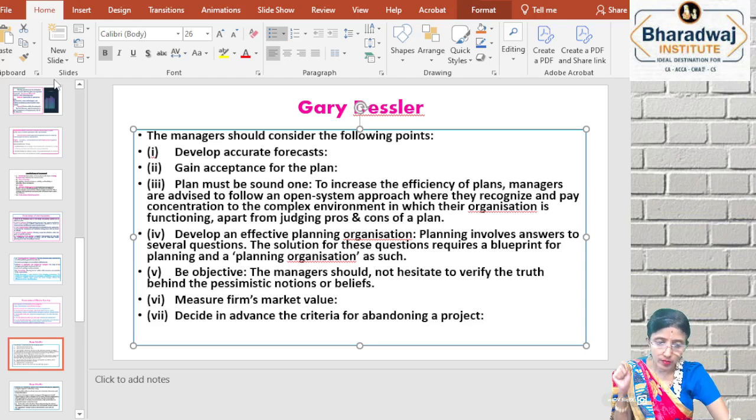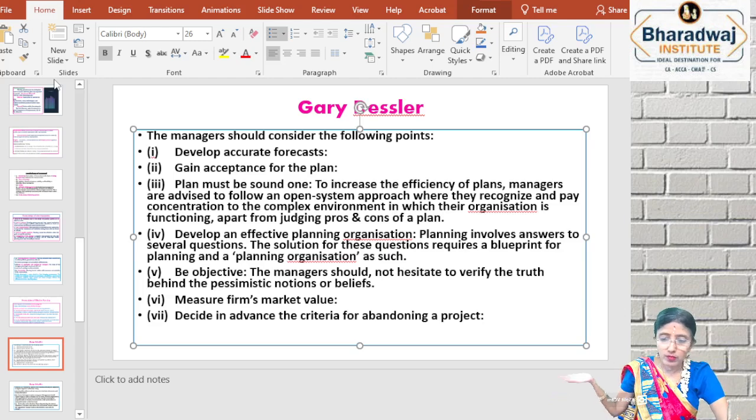Develop an effective planning organization. Planning involves answers to several questions. You know this, planning involves answers to several questions. The solution for these questions requires a blueprint for planning and a planning organization as such. Be objective. The managers should not hesitate to verify the truth behind pessimistic notions or beliefs. Be objective means what? Measurable, numerical, right? Measure firm's market value. Decide in advance the criteria for abandoning a project.